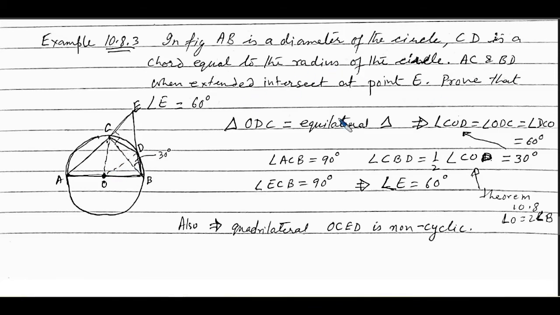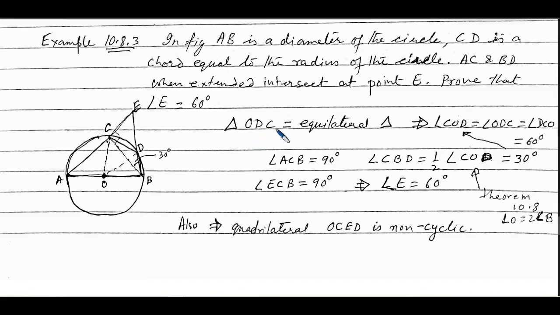AC and BD, AC is this one and BD is this chord. When extended, they intersect at point E. Prove that this angle is 60 degrees. This is to be solved.